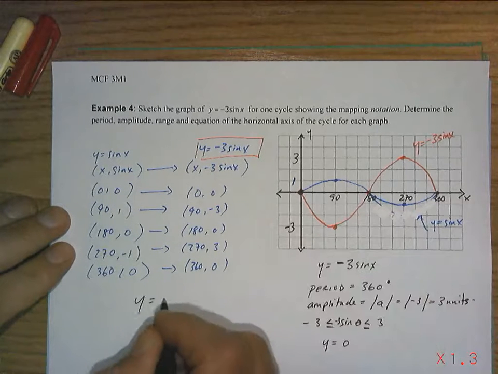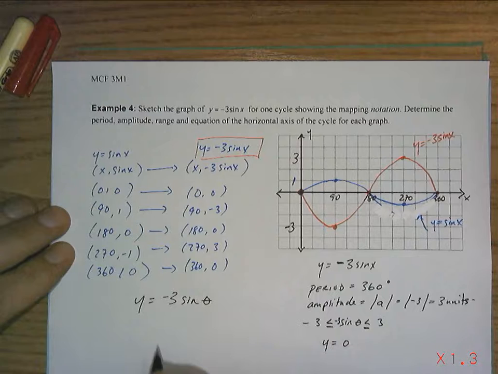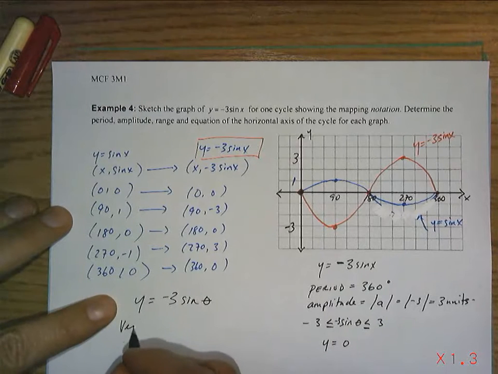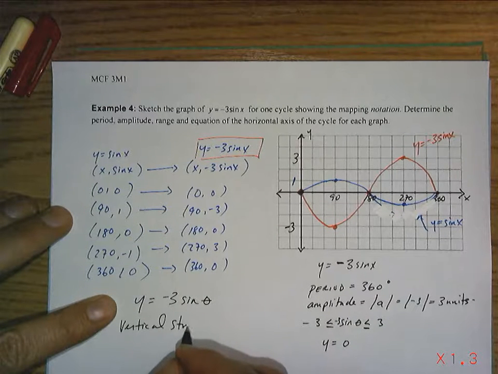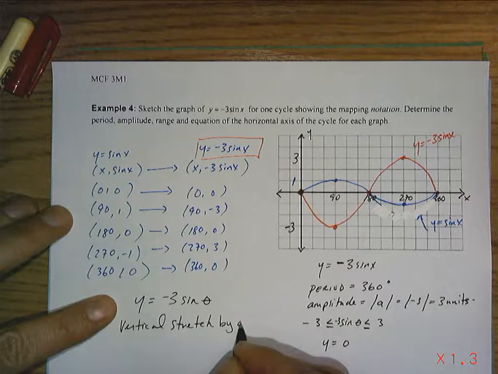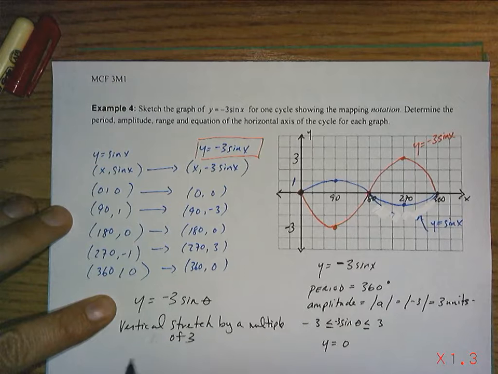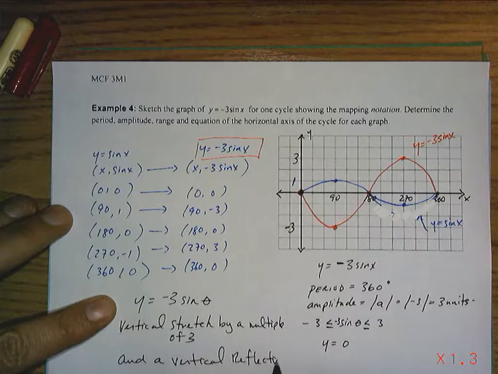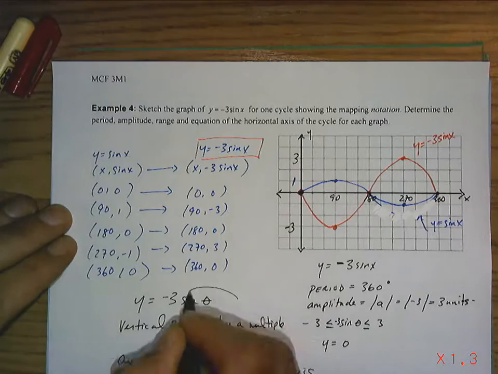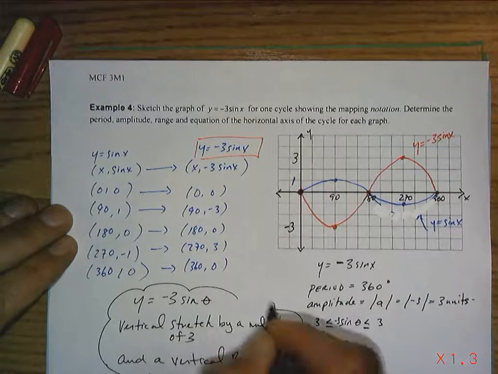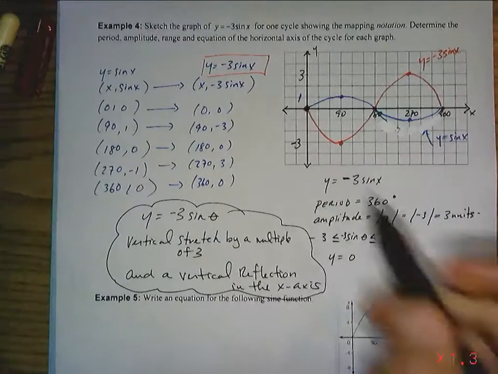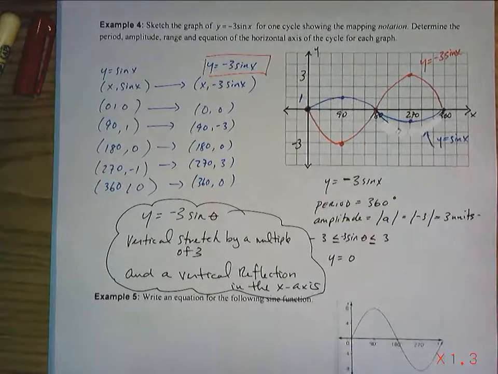So y equals negative 3 sine theta has a vertical stretch by a multiple of 3 and a vertical reflection in the x-axis. So these are just the words for what we're seeing here.